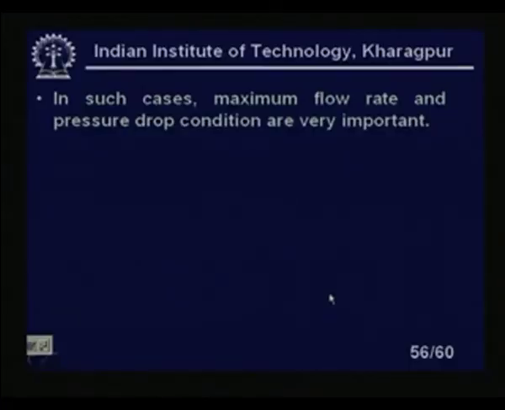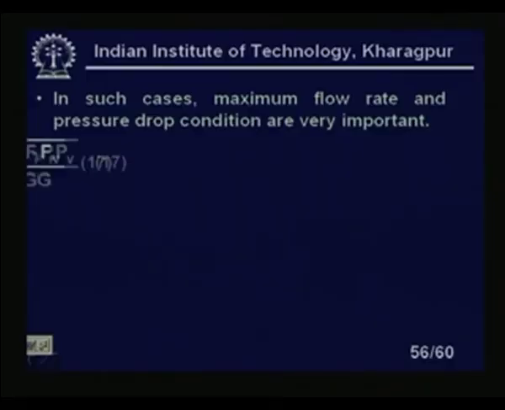Clear? In such cases, the maximum flow rate and the pressure drop conditions are very important. What are the pressure drop conditions and the maximum flow? These two you have to think of. These are very important in this particular case. Clear? Do not confuse the two.